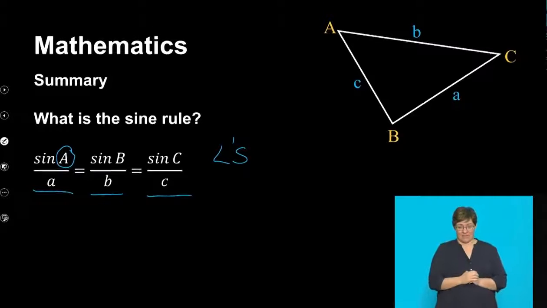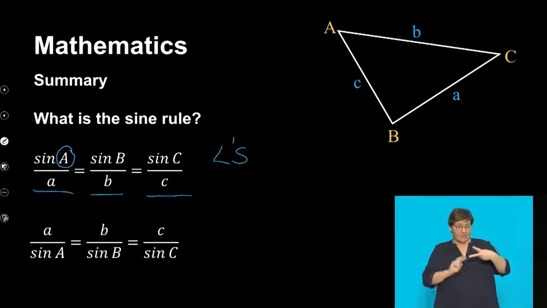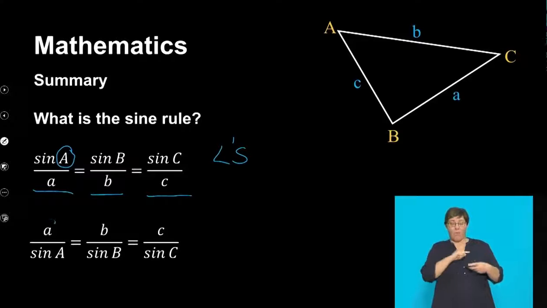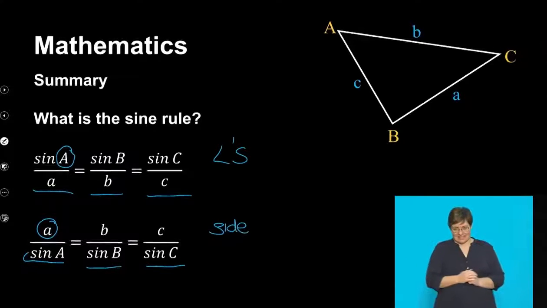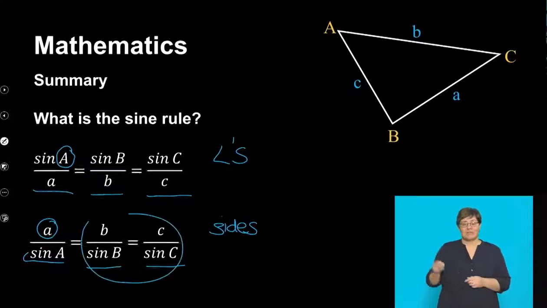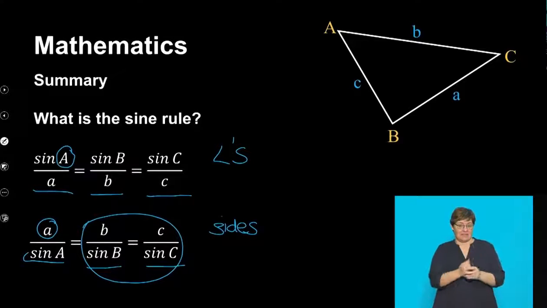The second version of the sine rule we have is little a over sine A equals b over sine B, which equals c over sine C. This version of the sine rule has all the sides in the numerators, and we use this version when we're trying to find the sides of a triangle. When we're deciding which pair of these equations we're going to use, it will be determined by what has been given. So let's look at an example again.